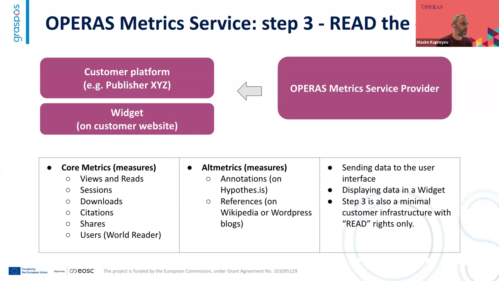These so-called measures or parameters can be divided into core metrics and alternative metrics. The core metrics include views, reads, sessions, downloads, citations, shares, but also users, which is particular for the Word Reader driver. The alternative metrics, as I have mentioned before, include annotations registered on Hypothesis, and references to a particular work coming from Wikipedia or WordPress blogs.